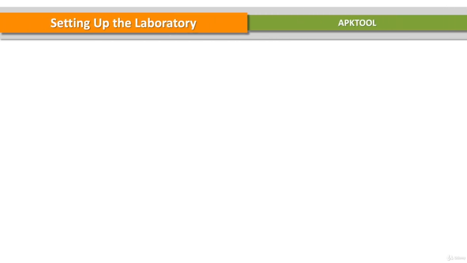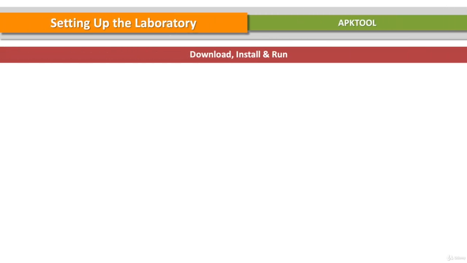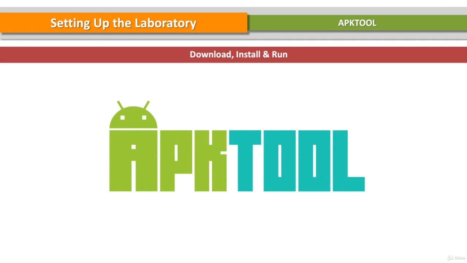So APK tool is a tool for reverse engineering Android APK files. It can decode resources to nearly the original form and rebuild them after making some modifications. Of course, we've already installed it on the host machine, but we may need to use it in Kali to perform APK security testing. So let's start, see what happens.